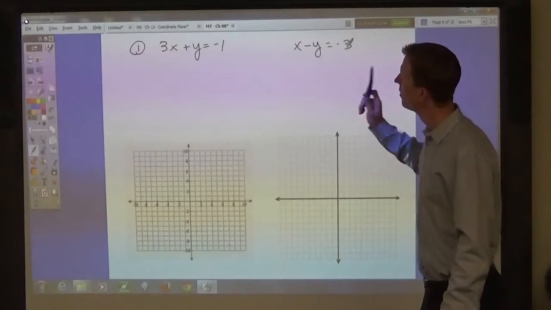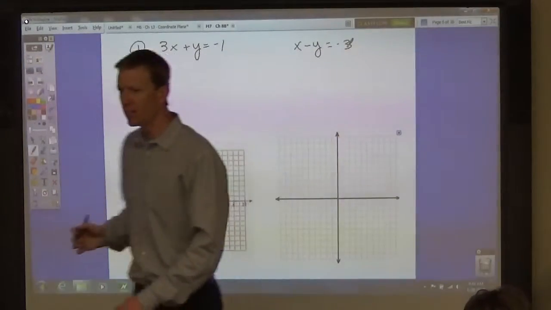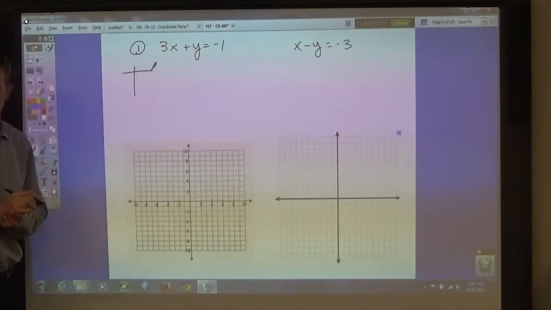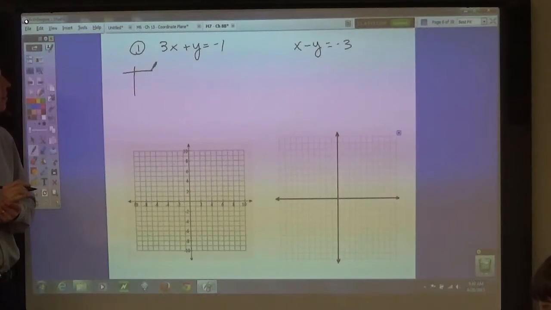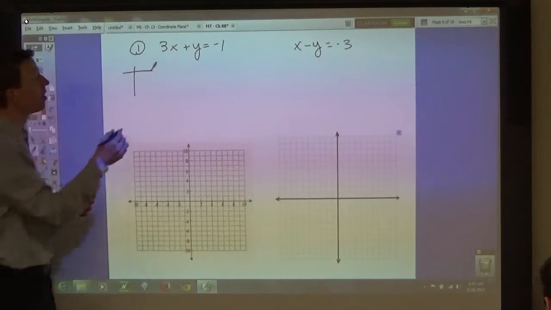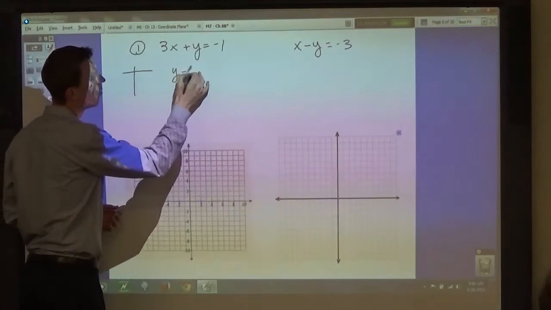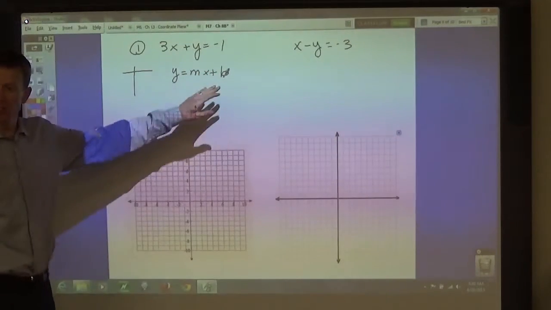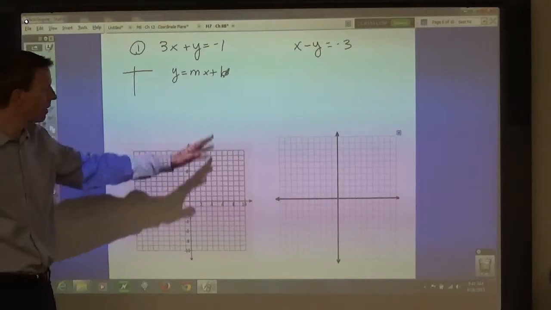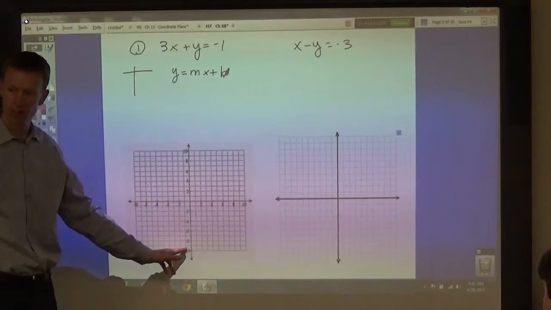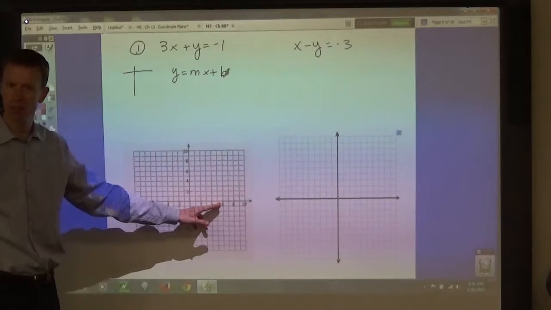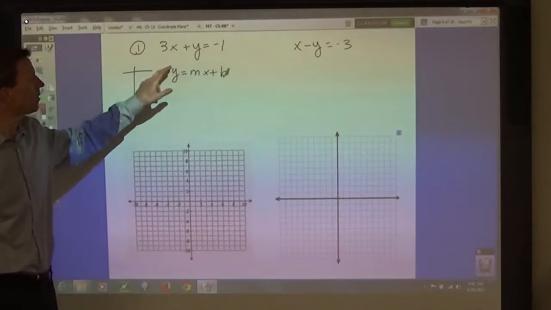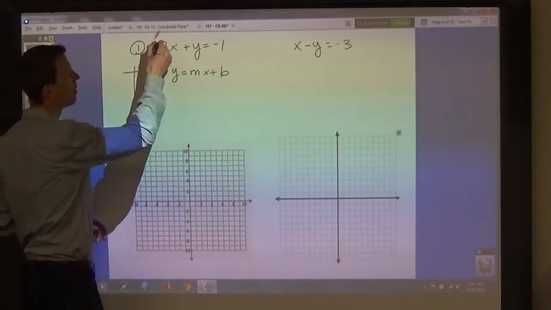In fact, we could graph these in a couple different ways. We could make a T-chart and graph it that way. Or we could put them in y equals mx plus b form. That's probably the simplest way to graph them, because then we can just mark the y-intercept and then mark the slope and graph the line. Okay? How could we solve this for y, how could we get the y by itself?